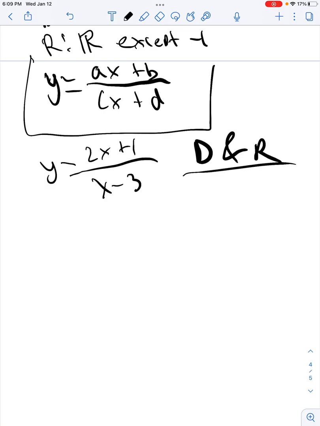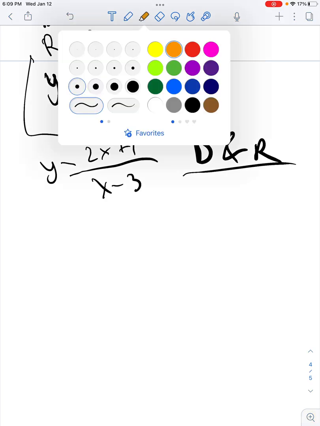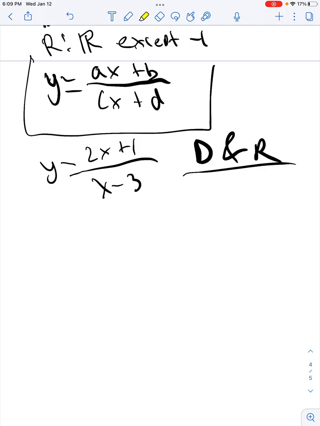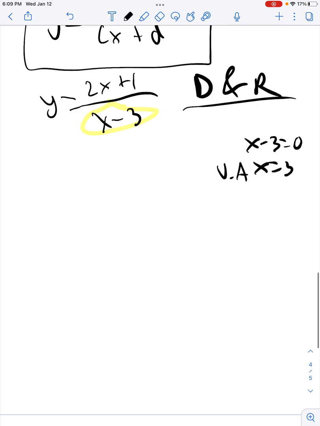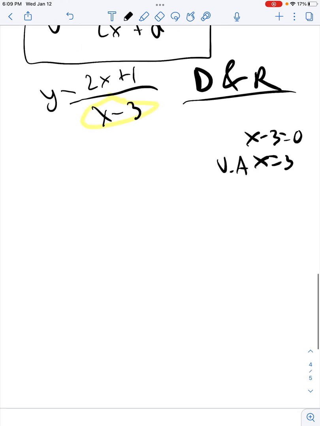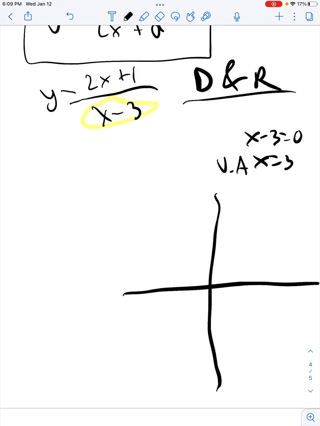All right, so the first thing I see is that, because of this x minus 3, I know that I'm going to have a vertical asymptote. So what would make this equal to 0? So that's my vertical asymptote, which is 3. So again, if I'm going to be graphing this, let's draw our graph right here. I know that at 3, I'm going to have an asymptote.